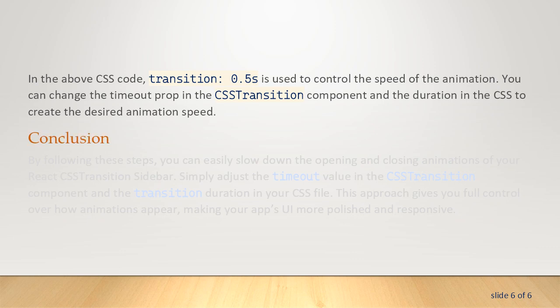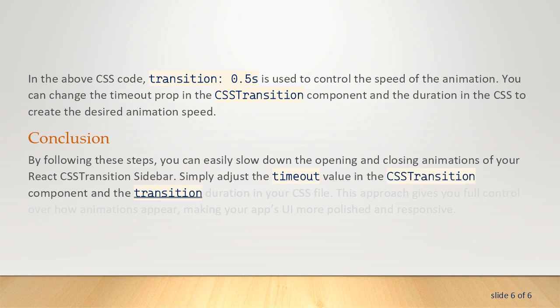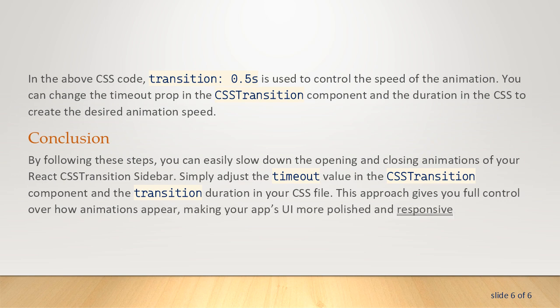Conclusion. By following these steps, you can easily slow down the opening and closing animations of your React CSSTransition sidebar. Simply adjust the timeout value in the CSSTransition component and the transition duration in your CSS file. This approach gives you full control over how animations appear, making your app's UI more polished and responsive.